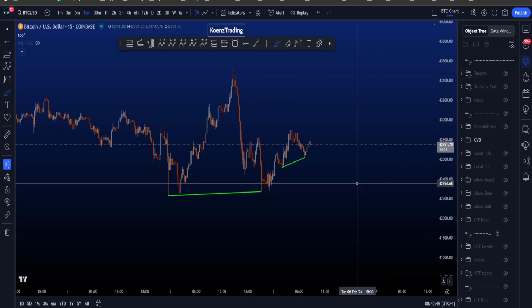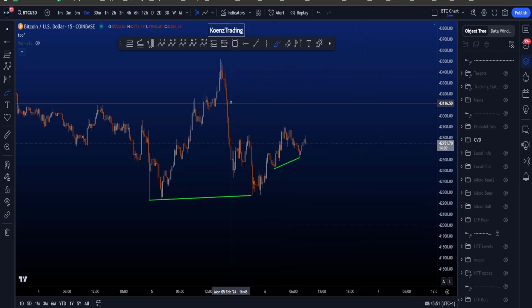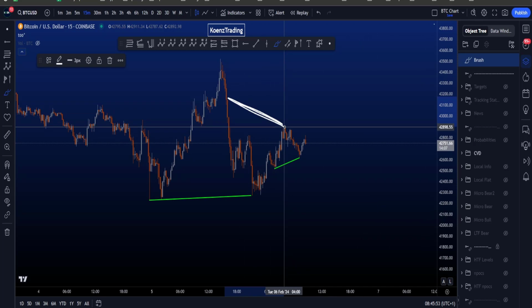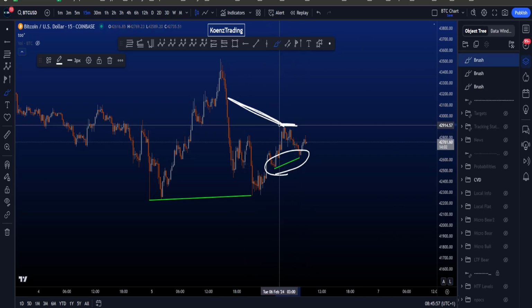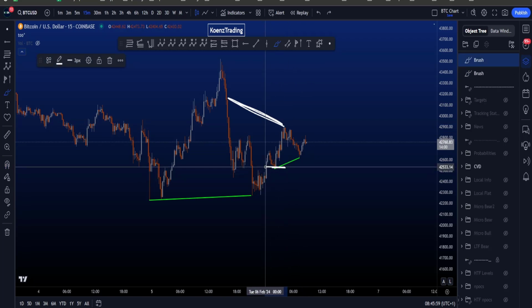Now we do have CVD divergences. We actually have bullish CVD divergences. We also have bearish ones over here. I'll show them in a second, by the way. But we have bullish CVD here. Target is above this high, then it played out, right, and it's invalidated if price takes the low.